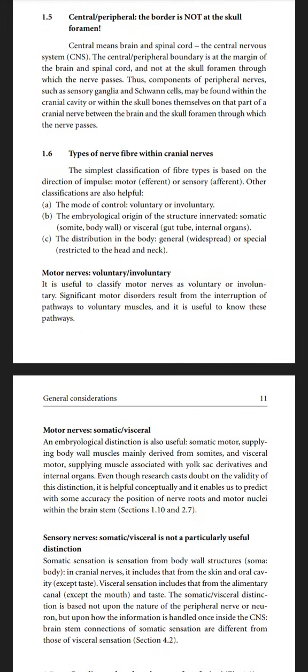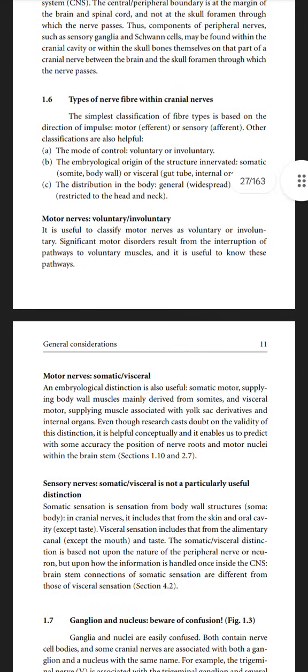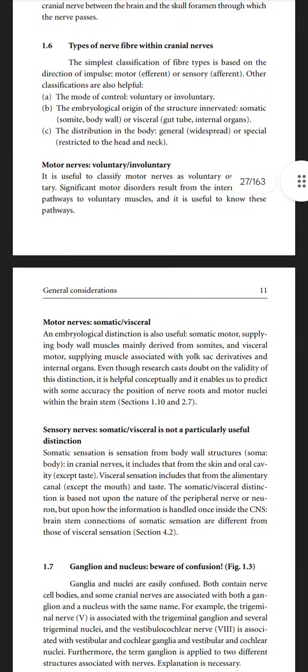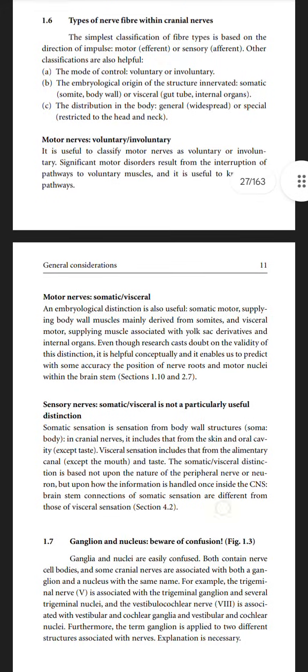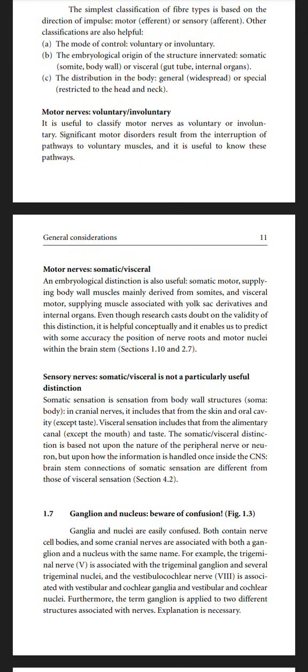Types of nerve fiber within a cranial nerve. The simplest classification of fiber type is based on the direction of impulse: motor or sensory. Other classifications are also helpful: the mode of control, voluntary or involuntary; the embryological origin of a structure innervated, somatic or visceral; and the distribution in the body, general or special. Motor nerves: voluntary and involuntary.